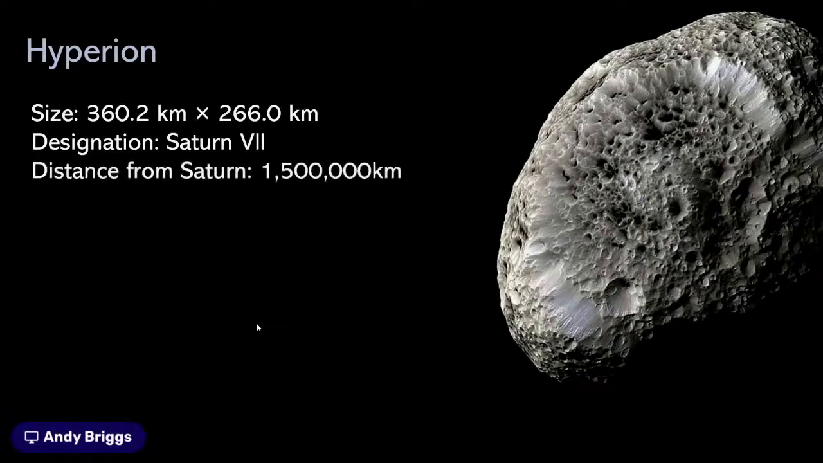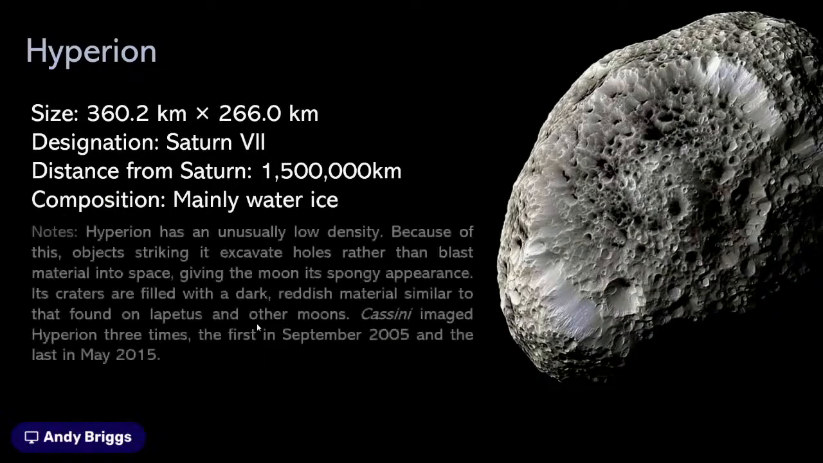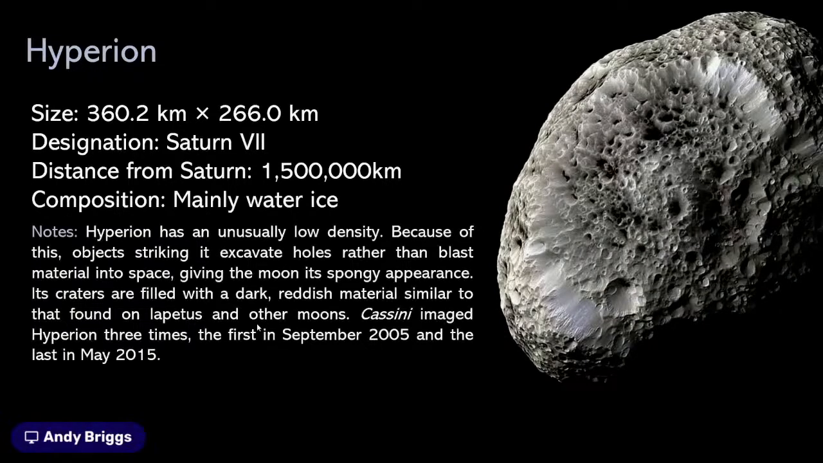It's actually 1.5 million kilometers away from Saturn. Its composition is mainly water ice with a bit of rock thrown in. And it's got an incredibly low density for a moon of its size.